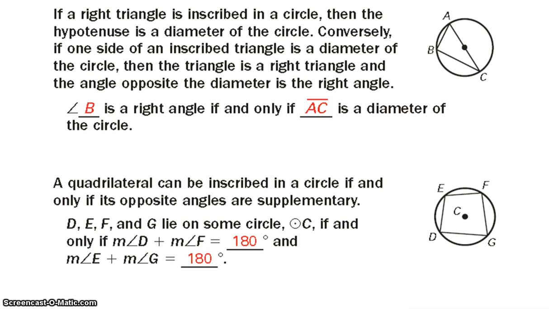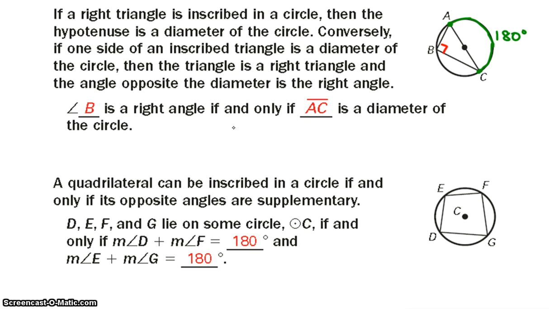Alright, here's some other cool theorems about inscribed angles. If I have an inscribed angle, let's say this angle B right here, notice that it makes the arc AC. And that this arc AC is actually a semicircle, and we know a semicircle to be what? 180 degrees, right? And the reason I know that this is a semicircle is because AC passes through the center of the circle. So if this is 180 degrees, then angle B will be half that, or 90.